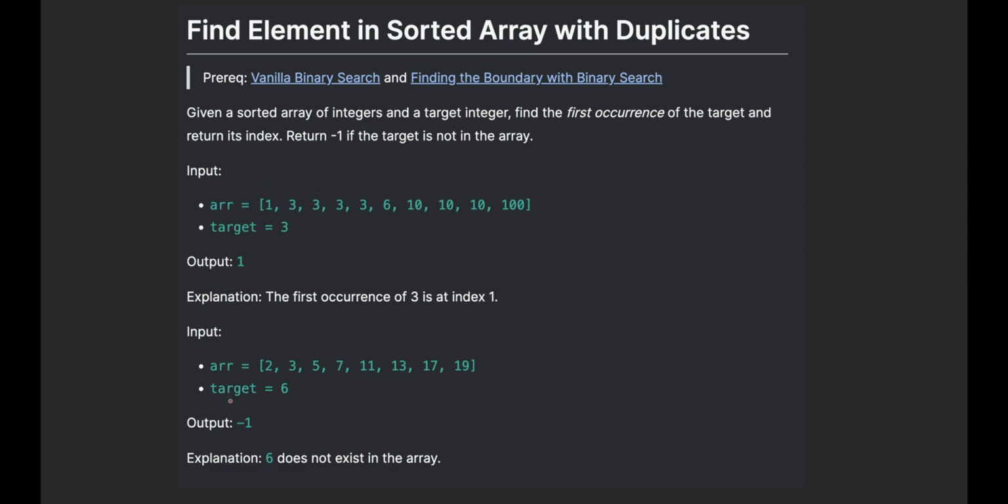Coming to the next example, the array has a number of elements in it and the target is 6. Since 6 is not present in the array, we will return -1 as our output.